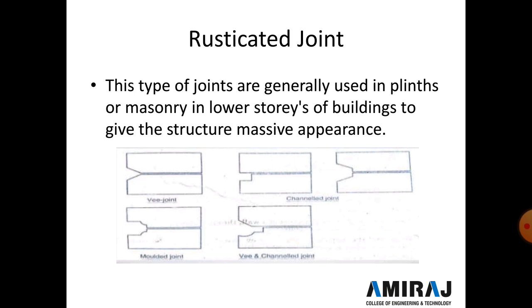Next is a channeled joint. So here a small rectangular or square shape cut is seen, and third one is a moulded joint, which is a designable joint, and fourth one is a V and channeled joint. So in a V and channel joint, the upper stone is cut in a V shape, means diagonally cut, and the lower stone is cut in the form of a design. So it's called a V and channel joint. Thank you.